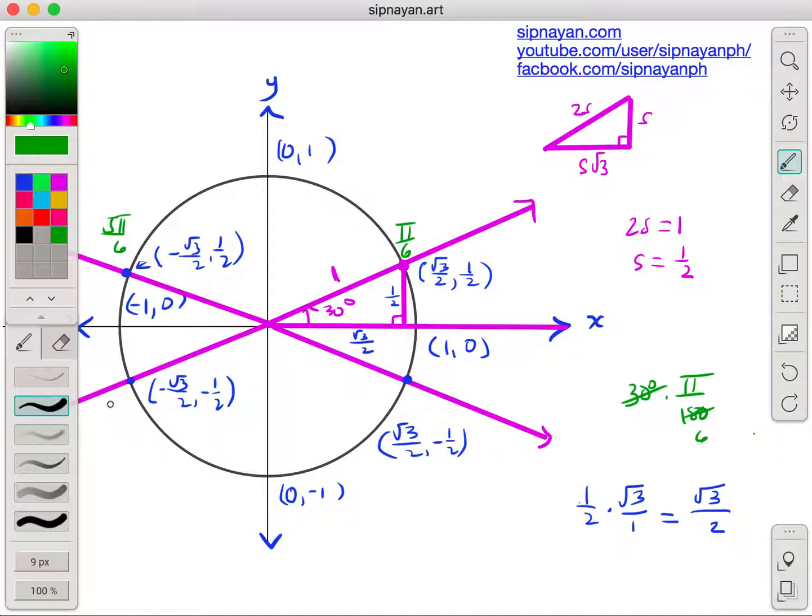And then 7 pi over 6, 8 pi over 6, 9 pi over 6, 10 pi over 6, 11 pi over 6. So this one is 11 pi over 6. Okay? So ang tanong, bakit natin nilaktawan itong pi over 6, 2 pi over 6? Bakit natin ito nilaktawan? Now, i-discuss natin yan sa susunod, no?